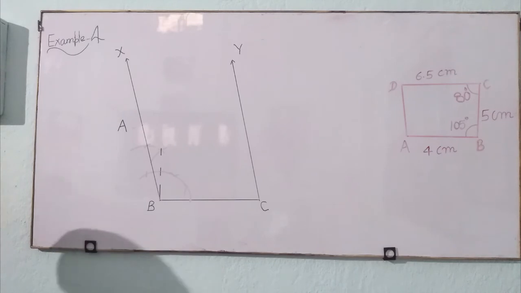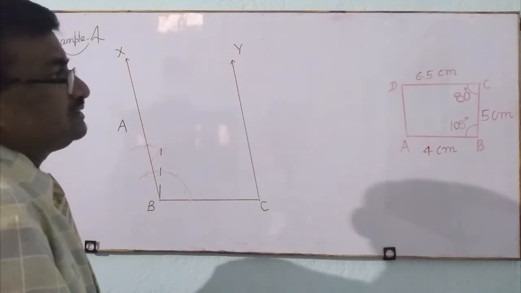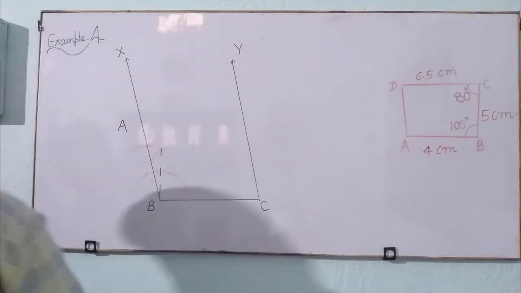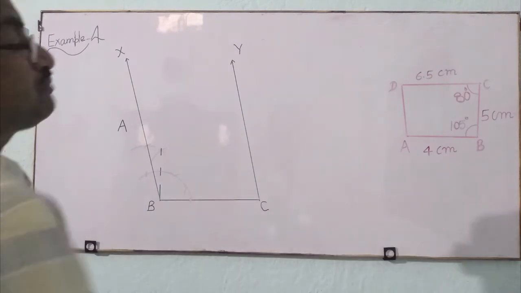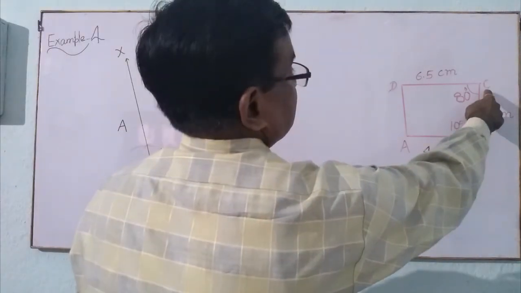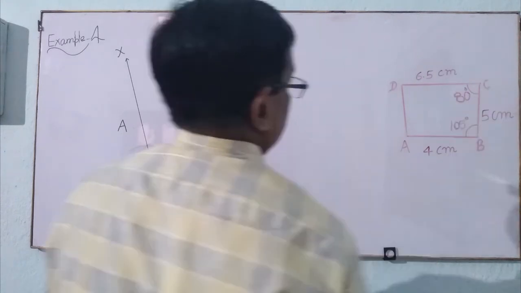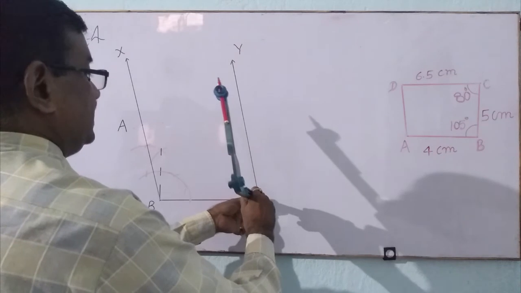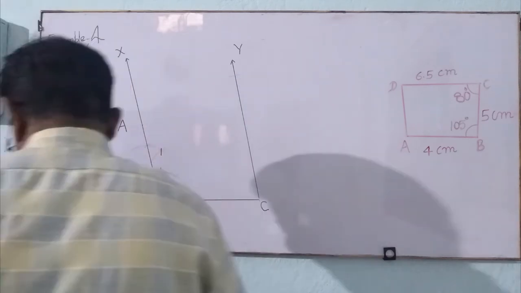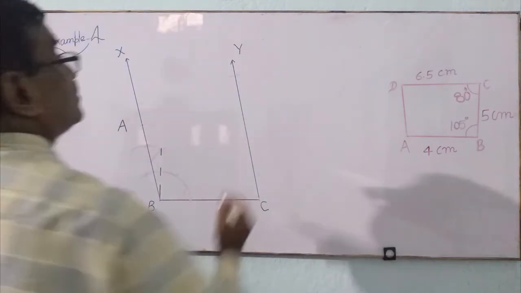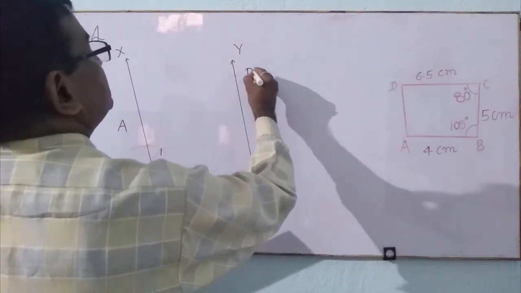Now measure 6.5 centimeter, not 5. 6.5 centimeter put at C. Since D point is 6.5 centimeter away from C, draw an arc that intersects the ray at this point, this is the point D.